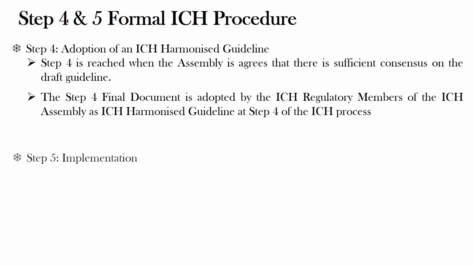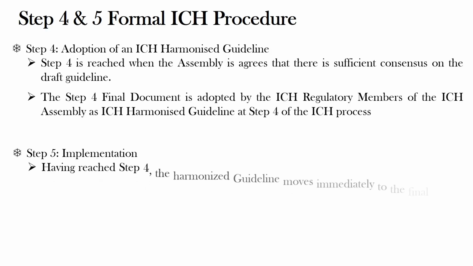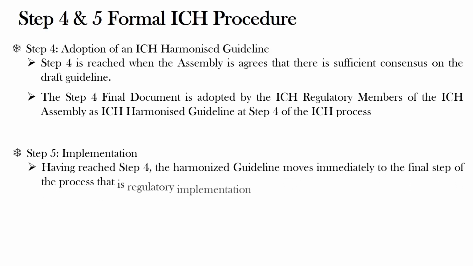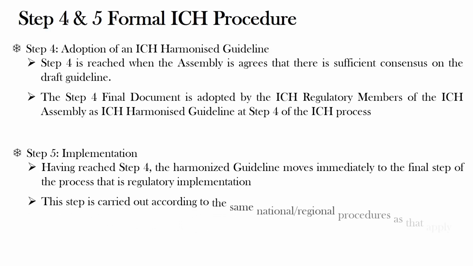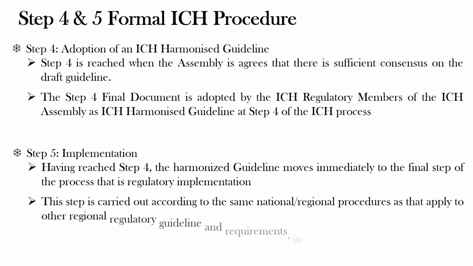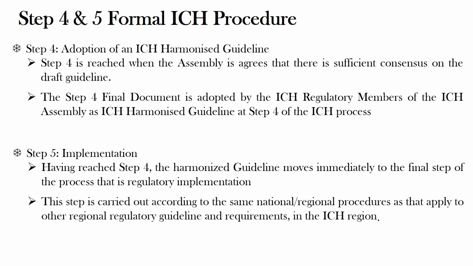The step 5 is implementation. Having reached the step 4, the harmonized guideline moves immediately to the final step of the process, that is regulatory implementation. The regulatory implementation is carried out according to the same national and regional procedure as that apply to other regional regulatory guidelines and requirement in the ICH region.